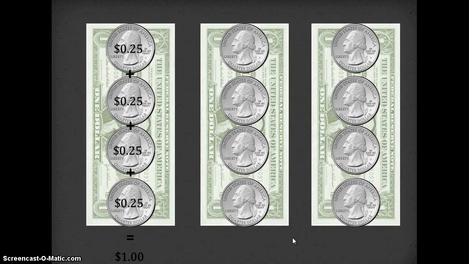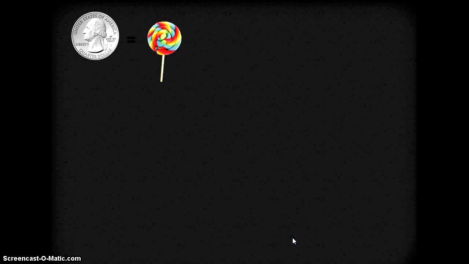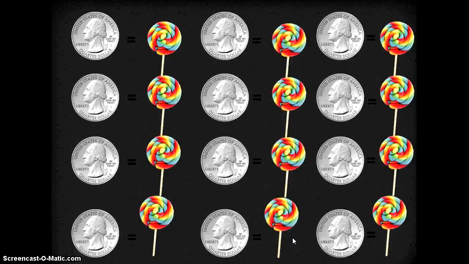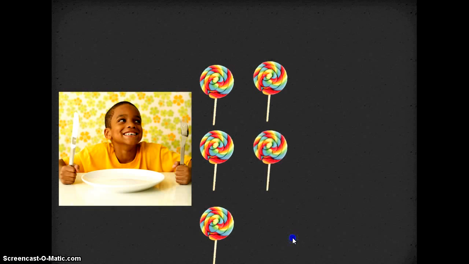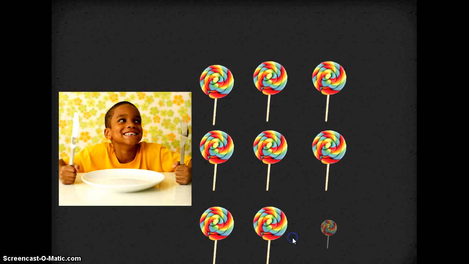So how many suckers can he buy? Remember that each sucker costs 25 cents, the same value as a quarter. So Joe can buy 12 suckers because each sucker is worth 25 cents, and 3 divided by 0.25 is 12.